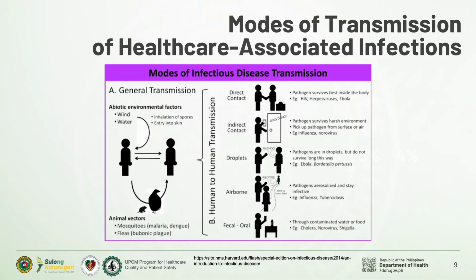Fecal-oral transmission occurs through contaminated water or food, and examples include cholera, norovirus, and Shigella. Finally, percutaneous exposure occurs through contaminated sharps. Patients particularly vulnerable to colonization and infection include those with severe underlying medical disease, those who have just had recent surgery, or those with indwelling devices such as urinary catheters or endotracheal tubes.